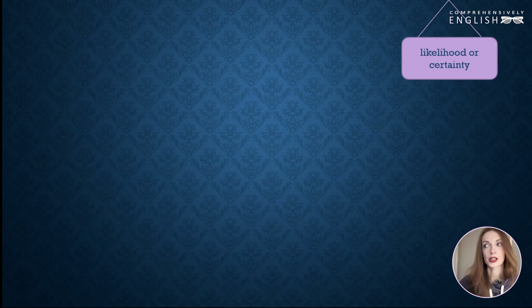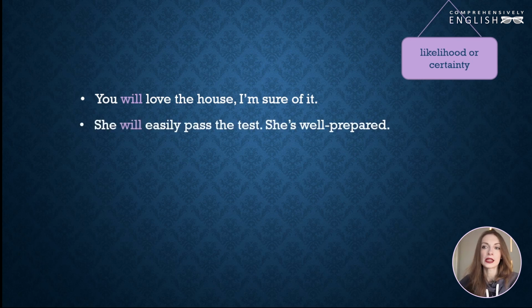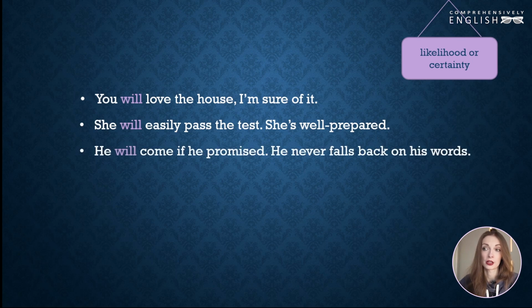Okay, will expresses likelihood or certainty. You will love the house, I'm sure of it. I know my friend very well and I can say that. You will love this house because I know his or her preferences. She will easily pass the test. She's well prepared. I expect that because I know that she is well prepared. He will come if he promised. He never falls back on his words. I know what kind of person he is and this is something that I'm certain of. He will come if he promised.